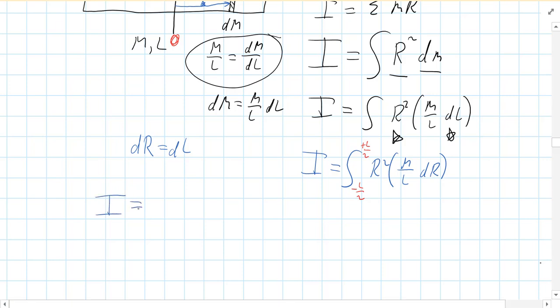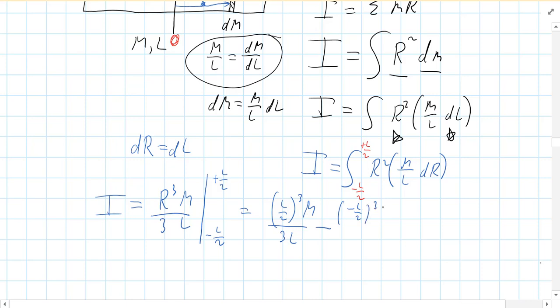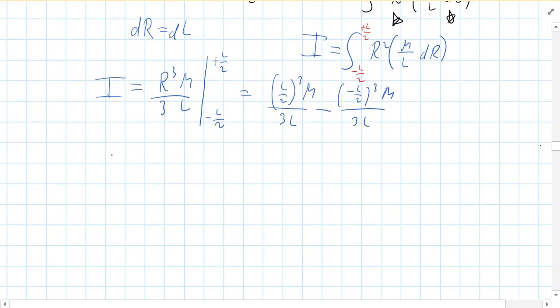Moment of inertia. So if we integrate r squared dr, that's r cubed over 3. So you get r cubed over 3, and you still have this mass and this length in there. And you are evaluating this from negative L over 2 to positive L over 2. Those are the two radii you're plugging in here. So we get L over 2 cubed, times m over 3L, minus negative L over 2 cubed times m over 3L. Now, good news is some stuff will cancel here.